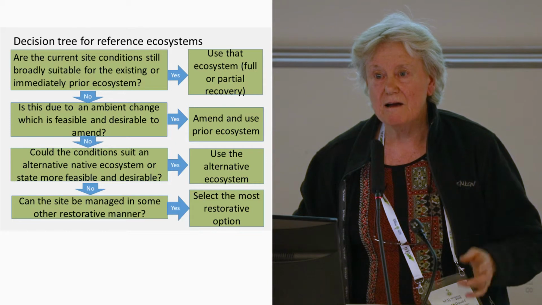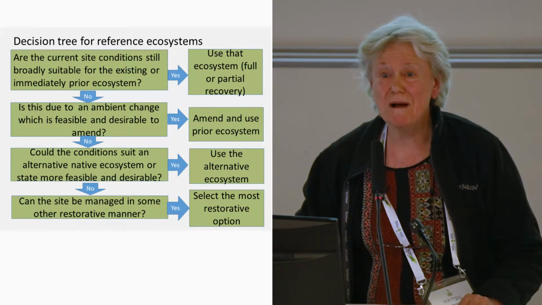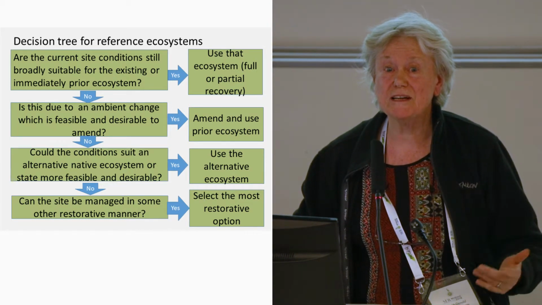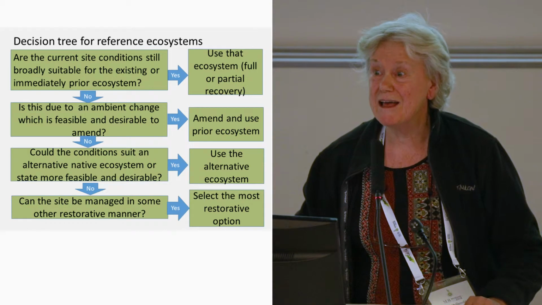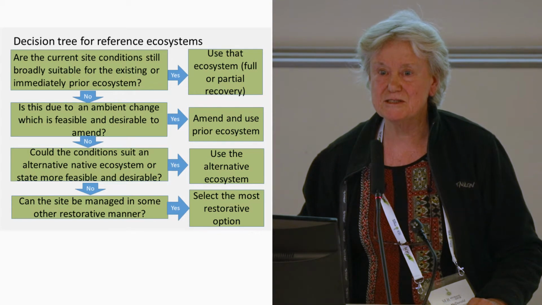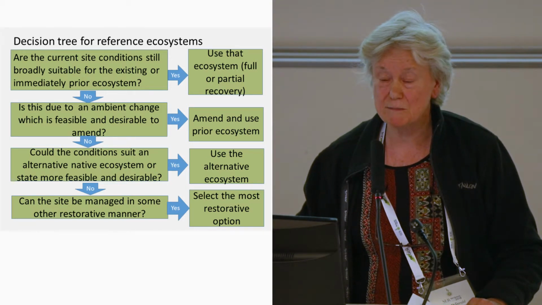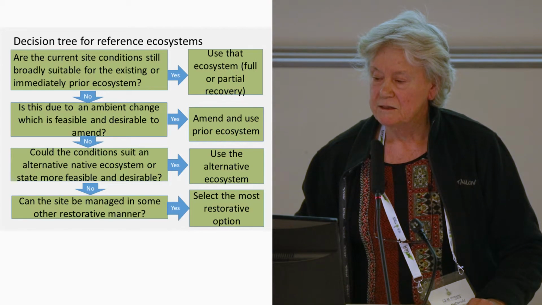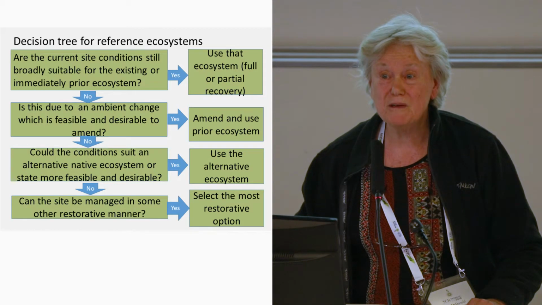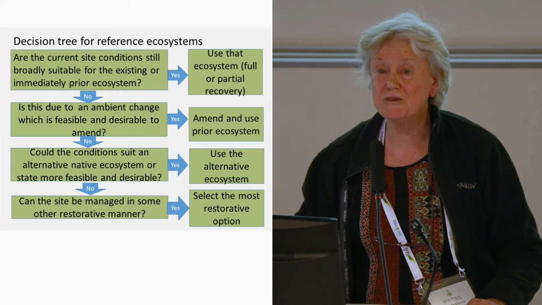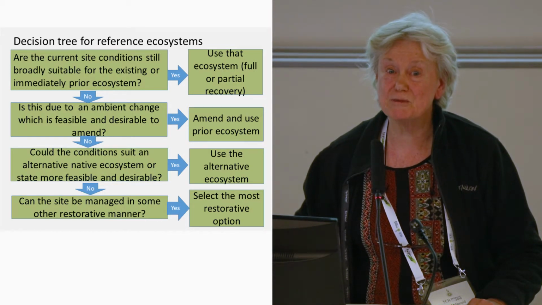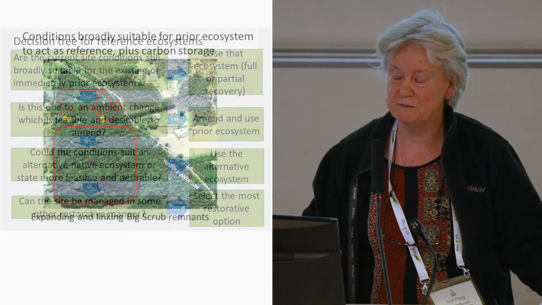And this is a very important enablement, I guess, for ecological restoration, because we can't always aim for the gold standard. So it's necessary and desirable to achieve an outcome which is about healthy native ecosystems, not necessarily at all about prior ecosystems, even though we would like that to be the case. So in that case, you'd use an alternative. And if that is not possible, that is when you use the site or design a project to achieve a more restorative management of that site or that ecosystem.